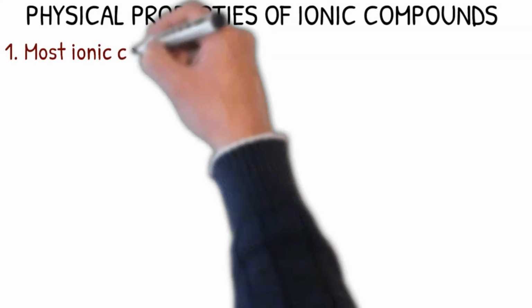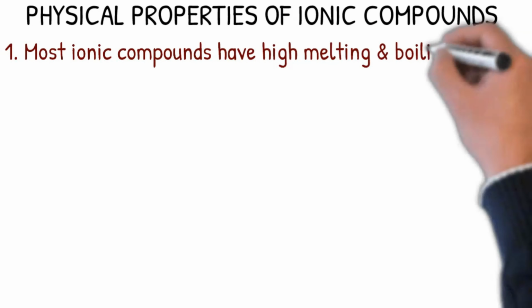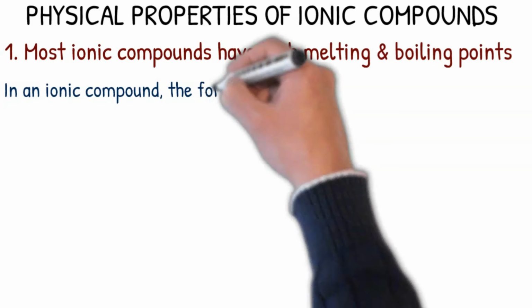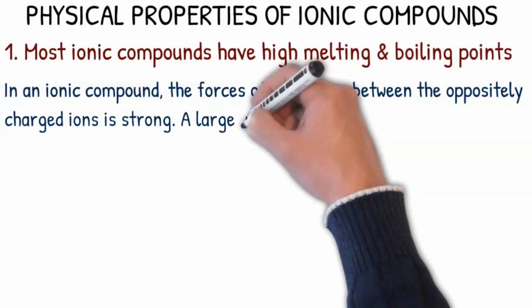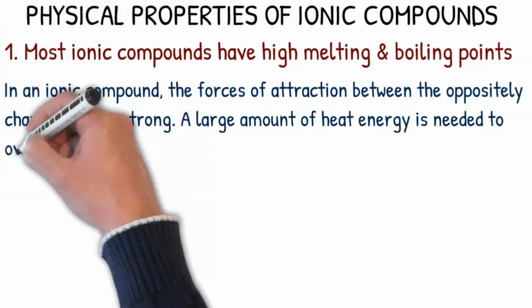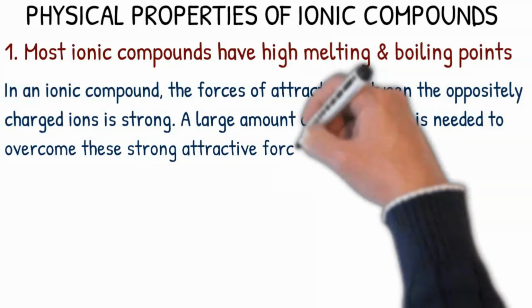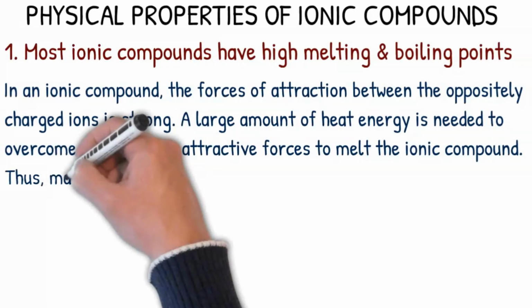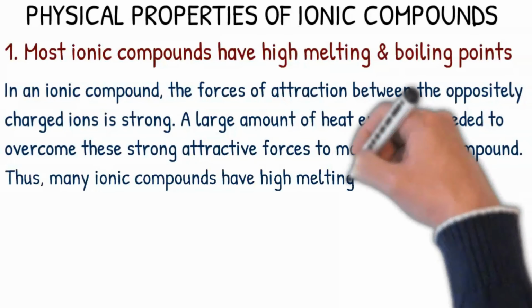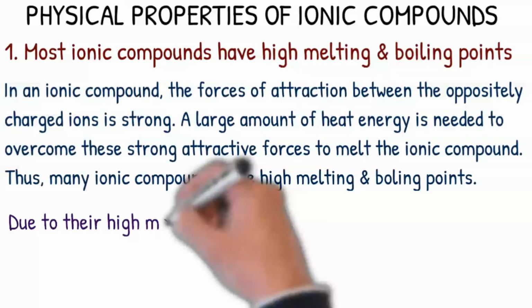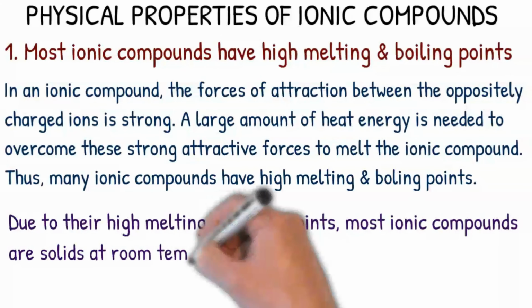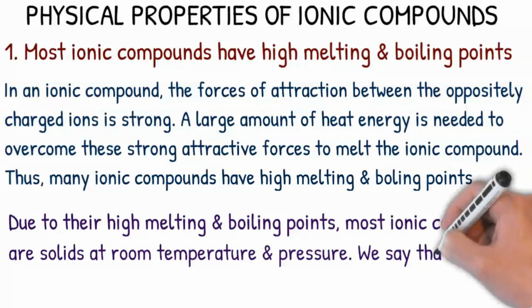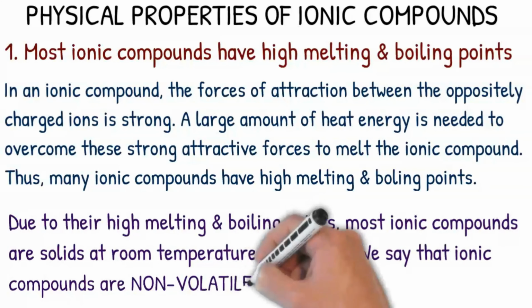Physical properties of ionic compounds. Most ionic compounds have high melting and boiling points. In an ionic compound, the forces of attraction between the oppositely charged ions are strong. A large amount of heat energy is needed to overcome these strong attractive forces to melt the ionic compound. Thus many ionic compounds have high melting and boiling points. Due to their high melting and boiling points, most ionic compounds are solids at room temperature and pressure. We say that ionic compounds are non-volatile.